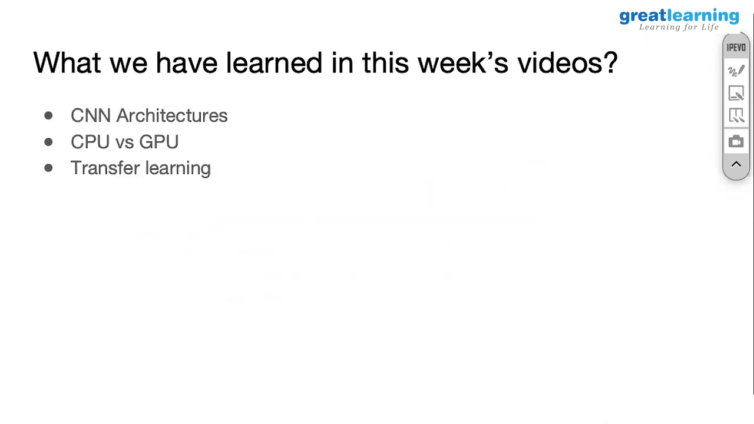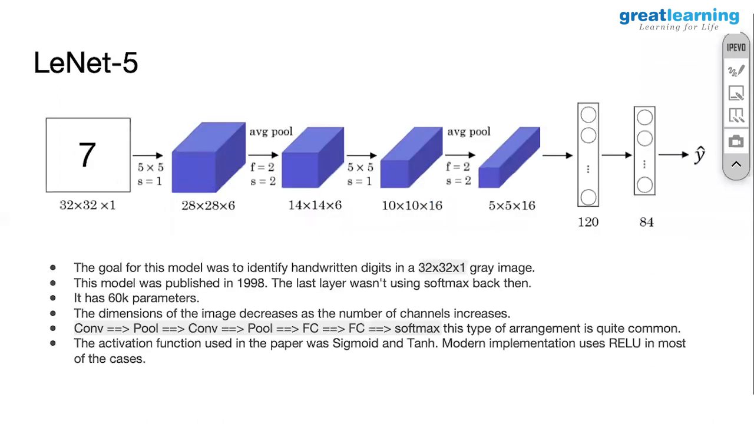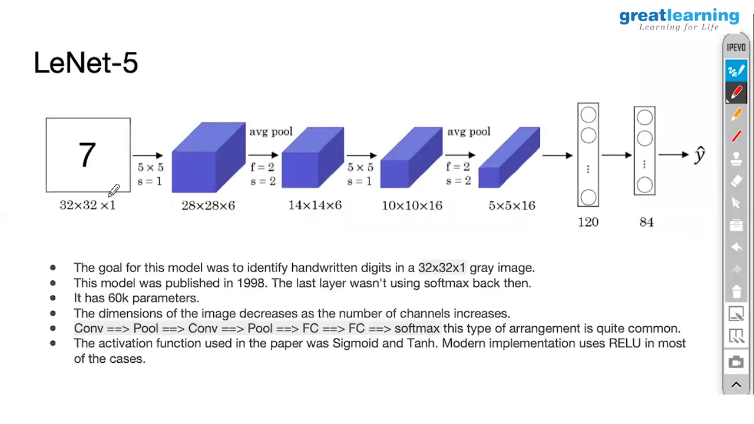So for today's agenda, we will start with CNN architectures. We just took an introduction of what a CNN is. CPU versus GPU, we know this, I'll not go into much detail. And the most important, transfer learning. Now coming to the architecture of CNN, let me try to push our formula here, whatever we saw, right?